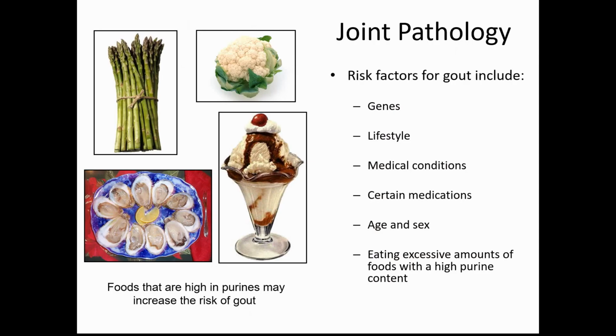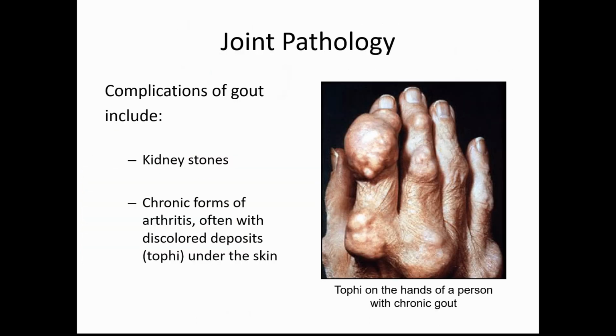Risk factors include genes, lifestyle, medical conditions, medication, age and gender again, this time it's male, and eating excessive amounts of foods with high purine content, such as ice cream, cruciferous vegetables, and oysters. Complications of gout include kidney stones from the buildup of the uric acid crystals in the kidney, and chronic forms can actually deposit crystals underneath the skin. These are called tophi.